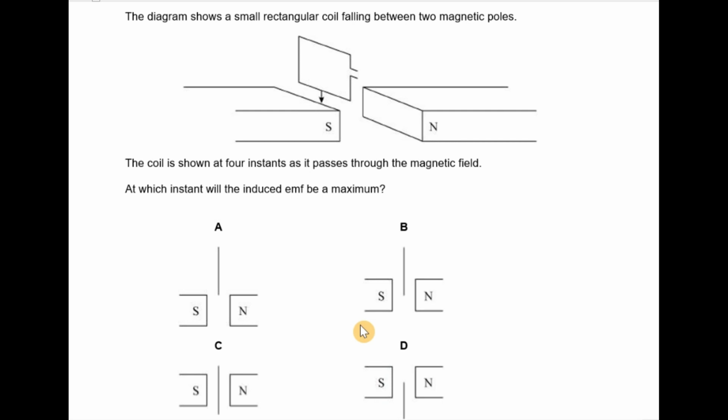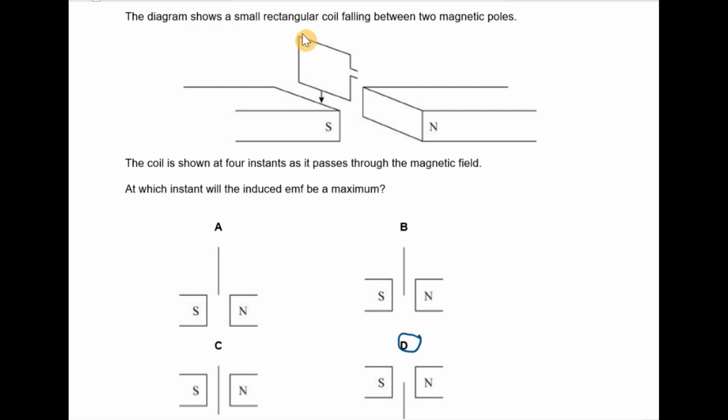Hello, another AQA A-level physics multi-choice question. If you want to try to answer the question now, please pause the video. If you got the answer D, well done. If you want to hear my explanation, keep watching.